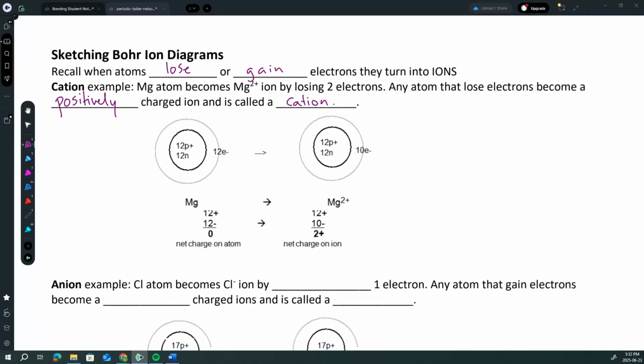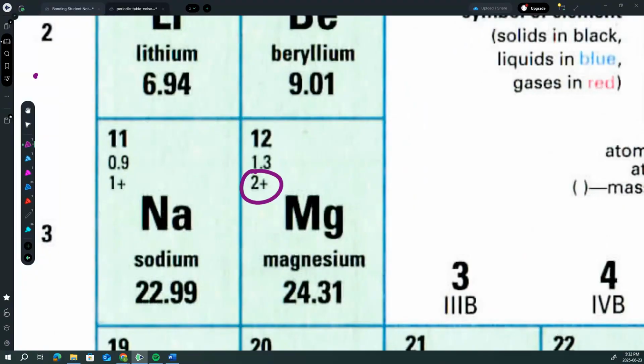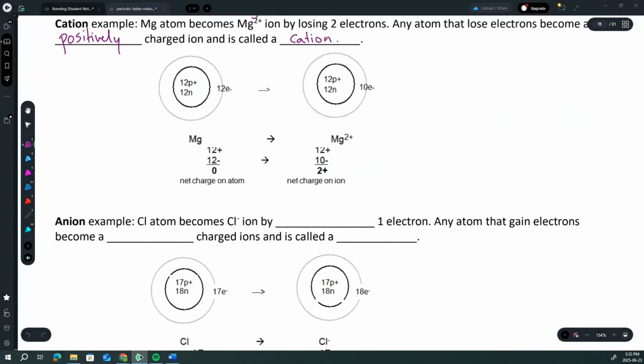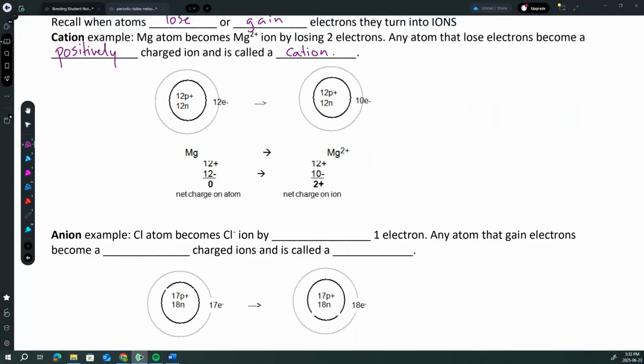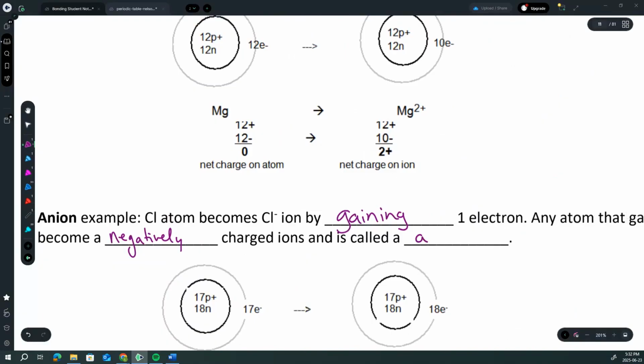Now, how do you know that it loses 2 electrons? Well, you can look at the periodic table and see, oh, magnesium likes to have a charge of 2+. That's how you know it loses 2 electrons. Okay, for the anion example, the chlorine atom becomes a chloride ion by gaining 1 electron. Any atom that gains electrons becomes a negatively charged ion and is called an anion.